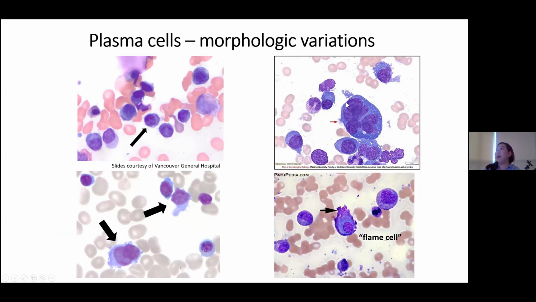And they can look quite huge with multilobulation, and they can also have this pinkish cytoplasmic fraying that resembles a flame. So we call it flame cell. That's classically described in IgA myeloma.